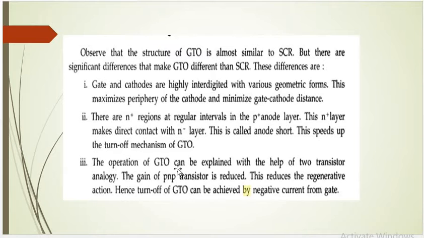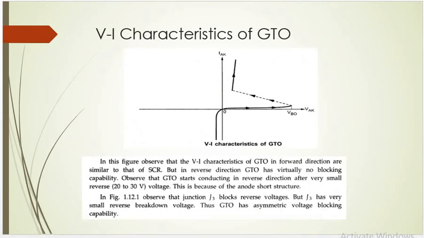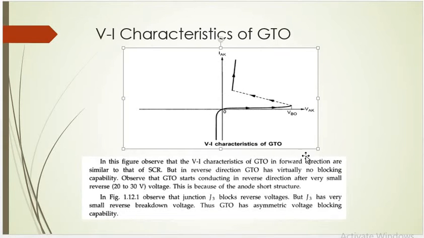The operation of GTO can be explained with the help of the two transistor analogy, that is, the gain of the PNP transistor is reduced. This reduces the regenerative action. Hence turn off of the thyristor GTO can be achieved by negative current from the gate. So this is the VI characteristics of the GTO. This is similar to that of your SCR. So we can say that this is because of your anode short structure.